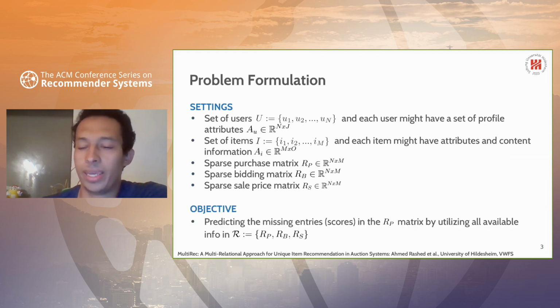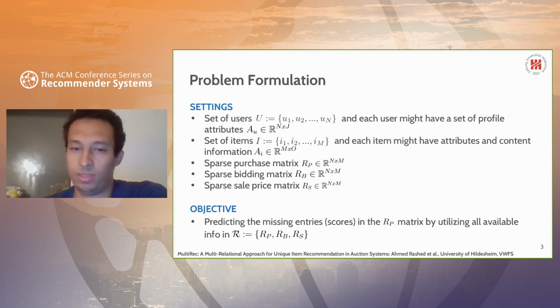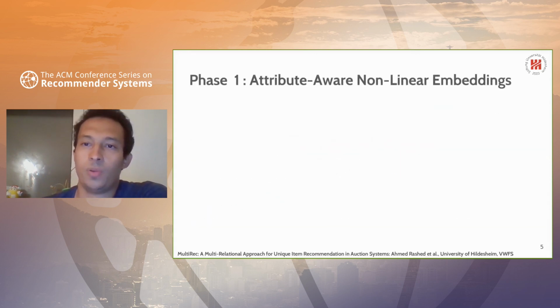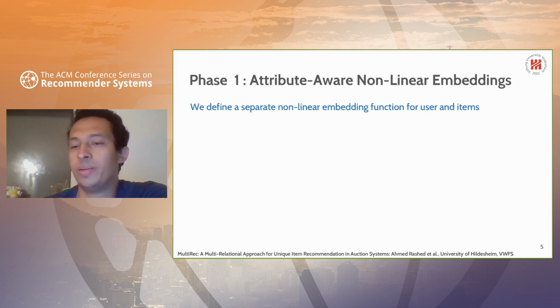In our case, the objective is to predict the missing scores in the main interaction matrix, which is the probability or likelihood to buy, the purchase matrix, using all possible relations and, of course, the item attributes. So how did we do that? First, we used attribute-aware nonlinear embeddings.